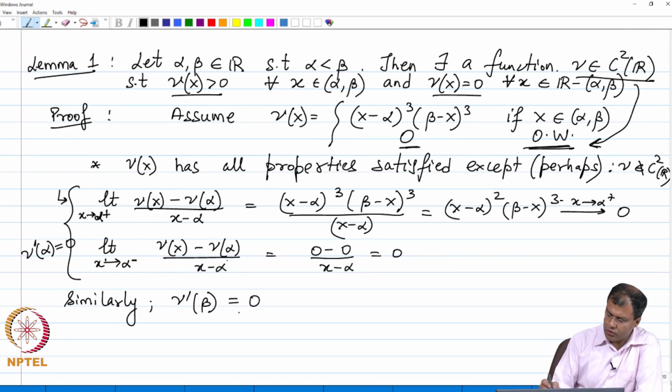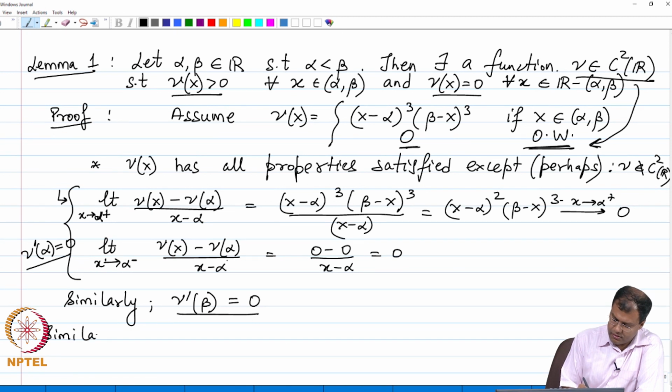So, what we are trying to show is that nu is indeed differentiable up to second order at the boundary points, because in the interior nu is a polynomial. So, it will be definitely differentiable. Outside the interval it is 0, so certainly differentiable, but perhaps not at the boundary points, right. So, here we have shown that it is first order differentiable at the boundary points. So, similarly we can look at the second derivative. Let us look at the second derivative.